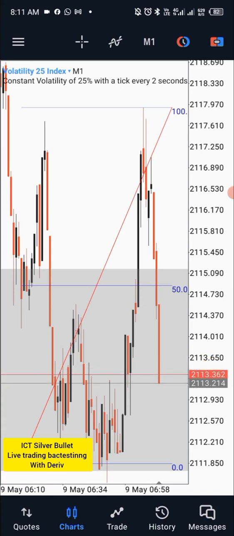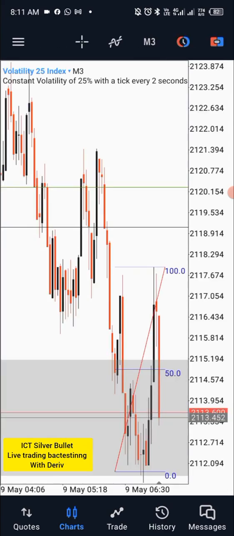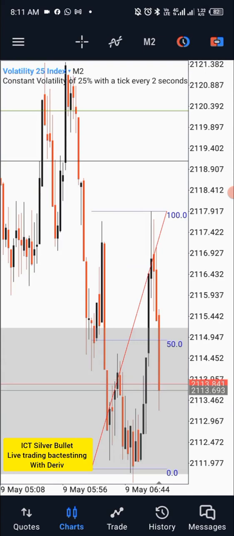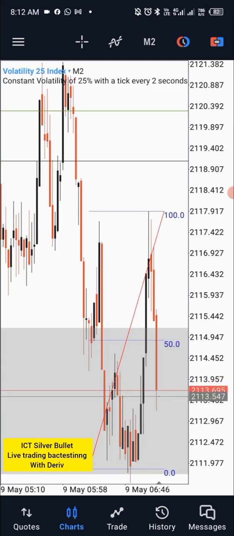I'm actually expecting a rejection at this current area that I have. I'm looking for a rejection. So once I get that rejection, I would look to enter for a long. So I would explain. You can see that I've taken my range.